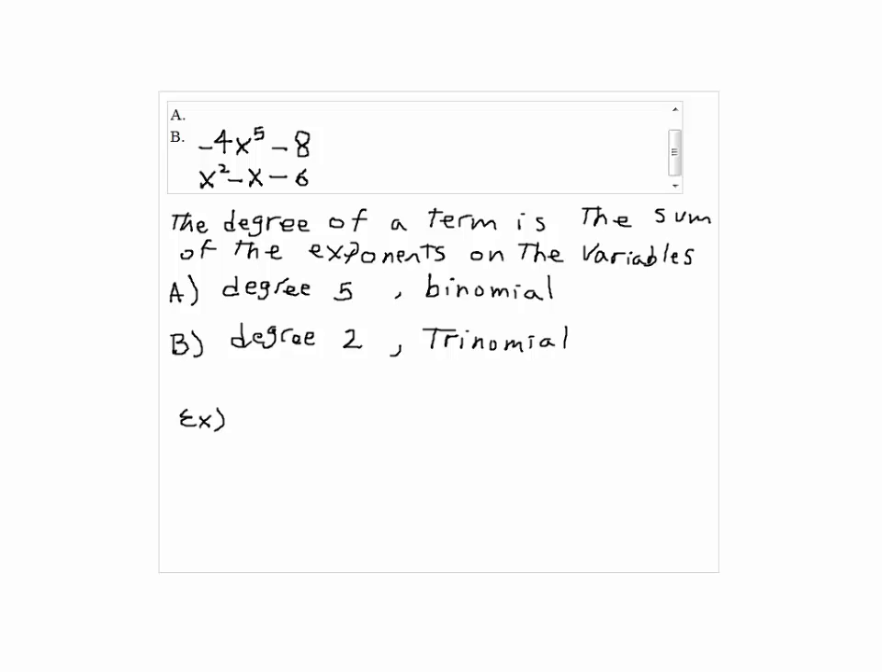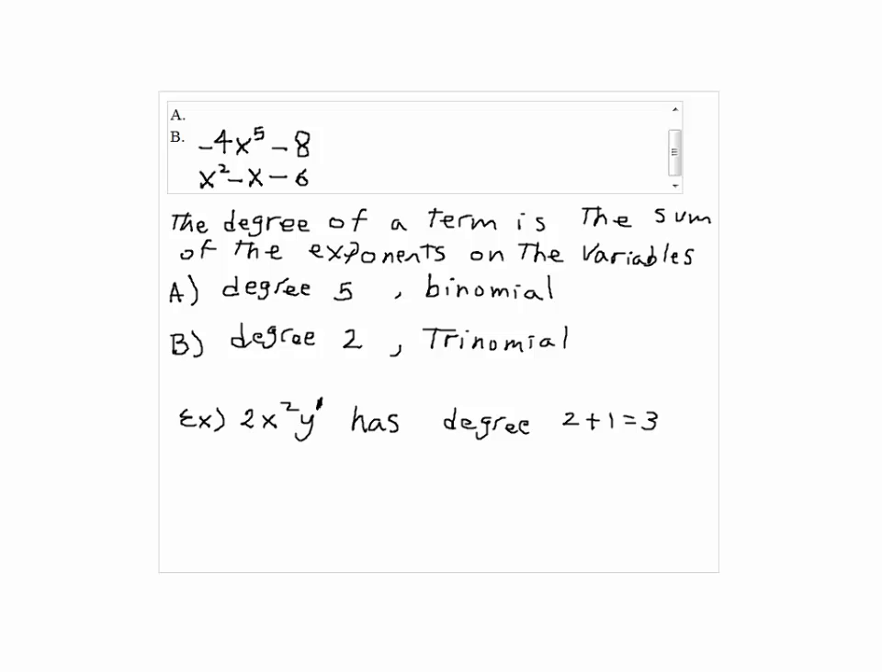So, for example, if we have a term with multiple variables, like 2x to the power of 2 y, this term has degree of 2 plus 1, which is equal to 3. Because the exponent for x is 2, the exponent for y is 1, we add the exponents, so the degree of this term would be 2 plus 1, which is 3.